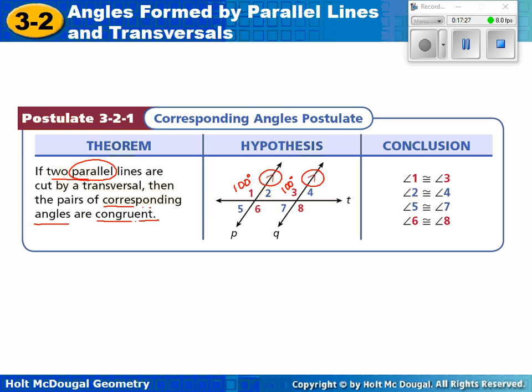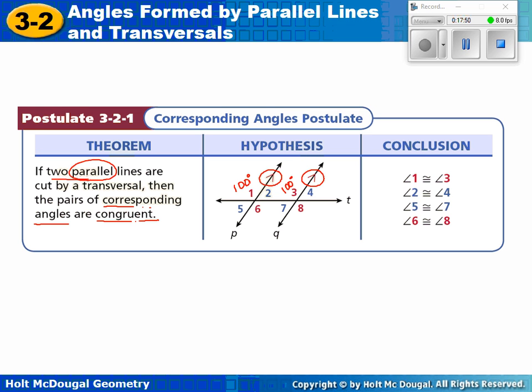So I'm going to draw a little line here. This has nothing to do with the lines being parallel. What kind of angles are 1 and 6? 1 and 6 has nothing to do with chapter 3. What are 1 and 6? I heard somebody say it.